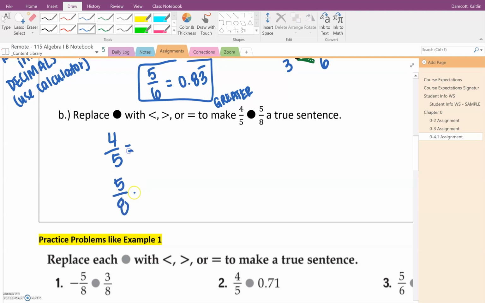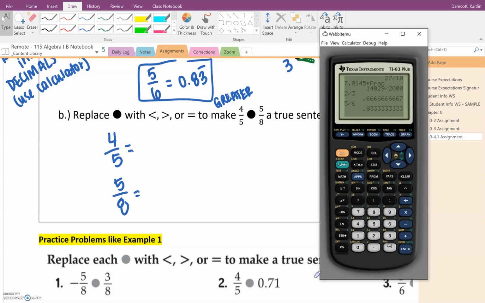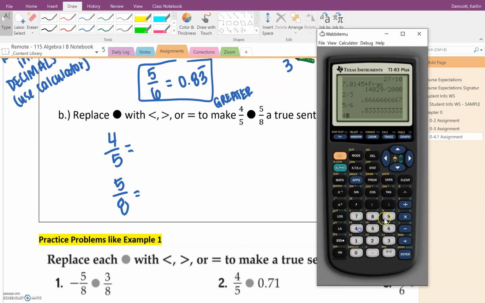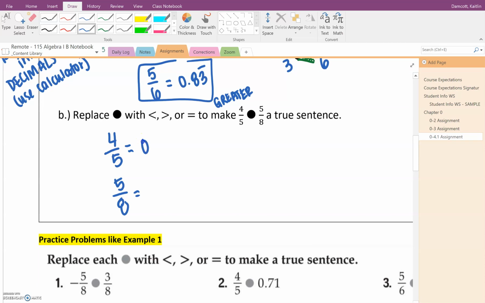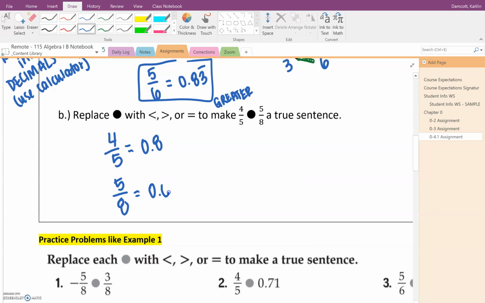So looking at this same process, I'm going to go to my calculator, pull it up, make it a little bit bigger. We want 4 divided by 5. This one comes out to be 0.8, and there's no repeating or anything. And then the next one is 5 divided by 8, which is 0.625.